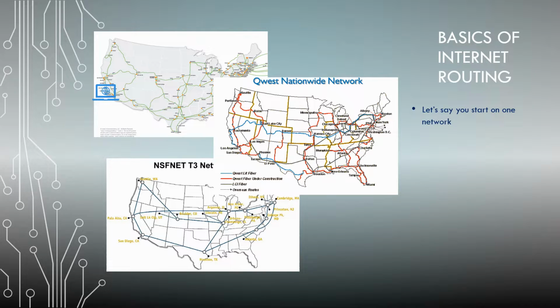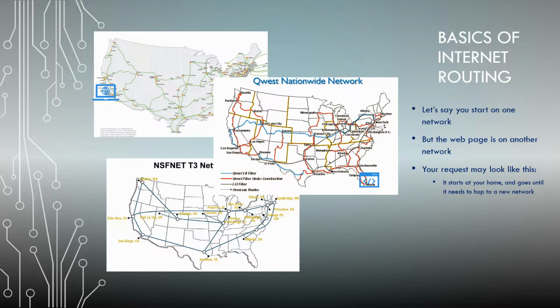your request. So let's say your computer is again in California on the internet backbone to the upper left, and the web page you're trying to get to is hosted by a completely different company down in Florida on the mid-right. Your request may look something like this. It starts at your home, and it travels your network until it needs to hop to another network, and we'll talk about why it might need to hop. So it hits a point, and it's like, I can't get to where I need to. So it hops over to another internet backbone company.